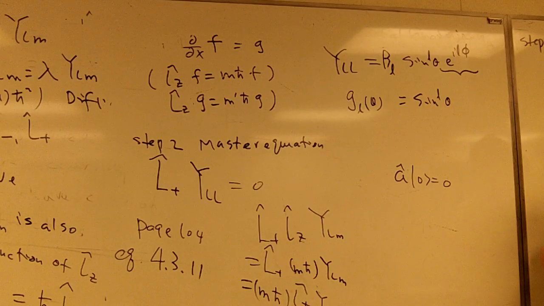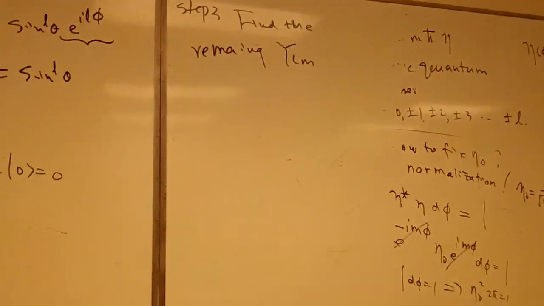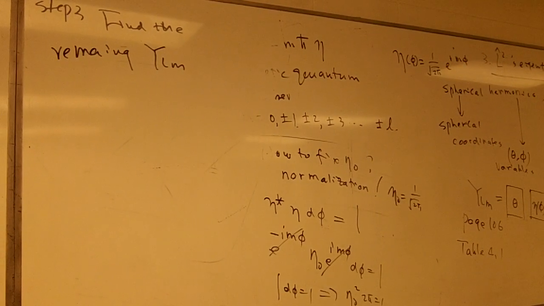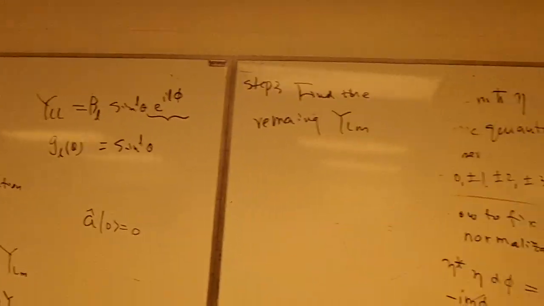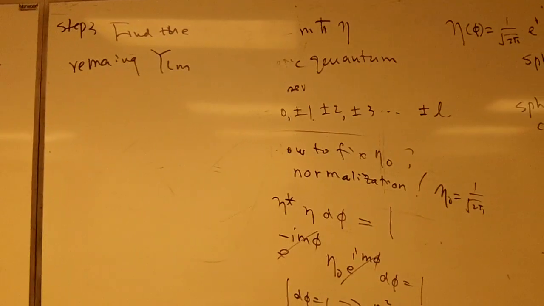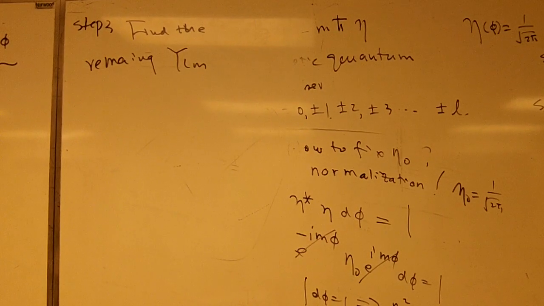Find the remaining y, L, m. So this time, the m is not equal to the m now. So it's kind of the remaining part. That's why I call it remaining, because some of these may not be the maximum. So this part is called the remaining part, which I'm going to show you now. Okay, so that is the remaining part.